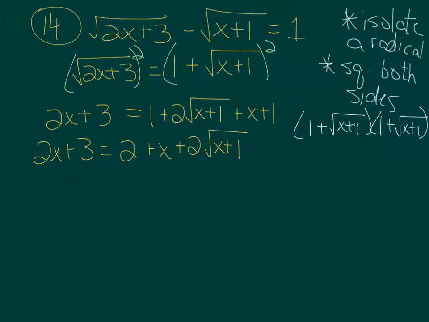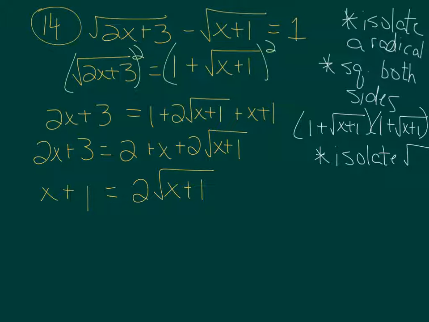So now I'm going to isolate again. Isolate that radical. So I'm going to subtract 2 from both sides. So 3 minus 2, I'm going to get 1. I'm going to subtract my x from both sides. So 2x minus x, I get x. So this is x plus 1 on this side equals 2 times the square root of x plus 1.